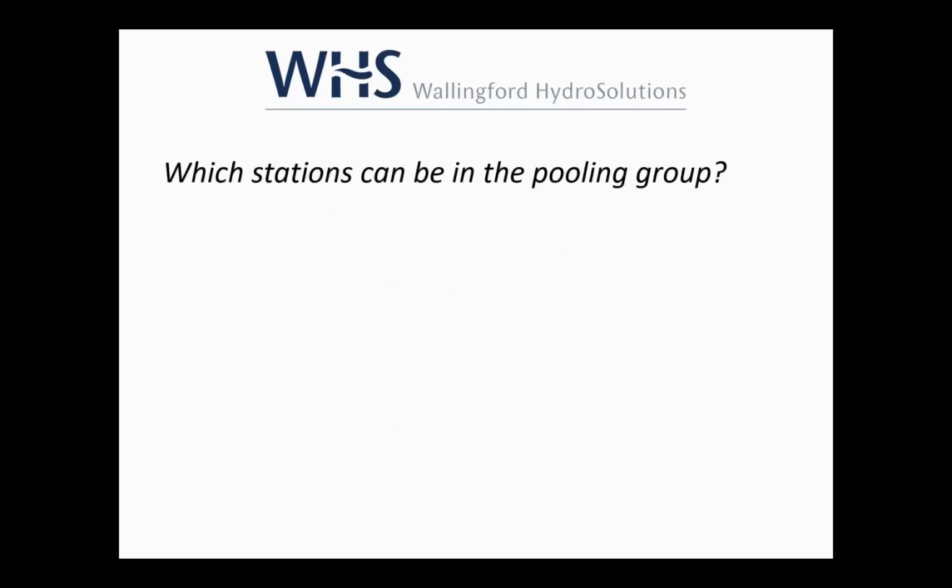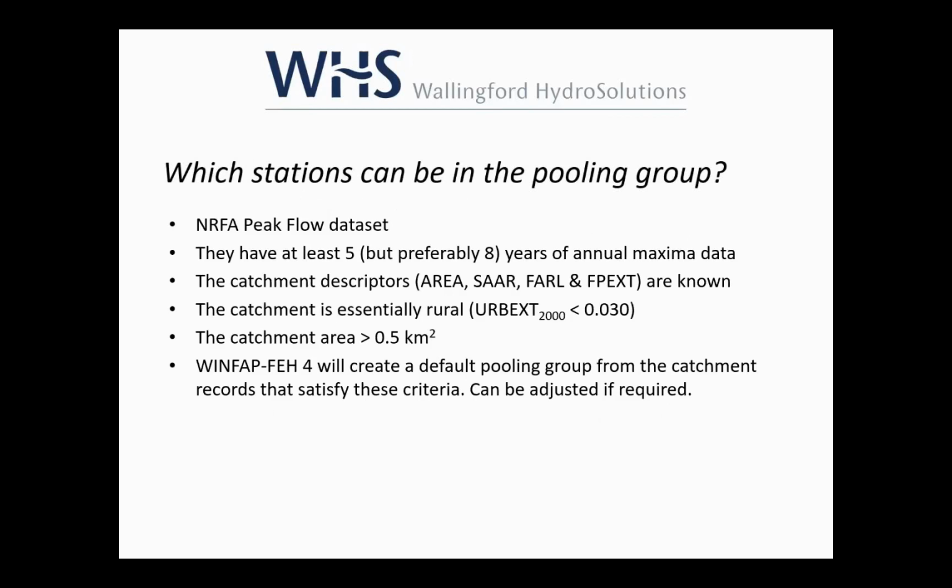Which stations can be in the pooling group? So they need to be in the NRFA peak flow dataset. They need to have at least 5, but preferably 8 years of annual maxima data. We need to have a measure of the catchment descriptors, most importantly area, SAR, FAL, and FP extent. The catchments should be essentially rural.